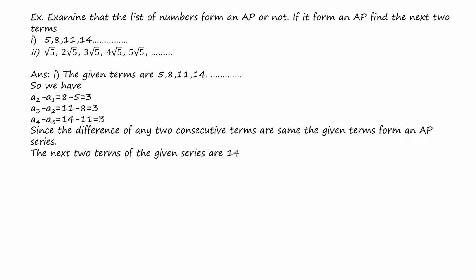Then the next two numbers can be found as 14 plus 3, which is 17, and 17 plus 3 is 20. Let's solve example 2.